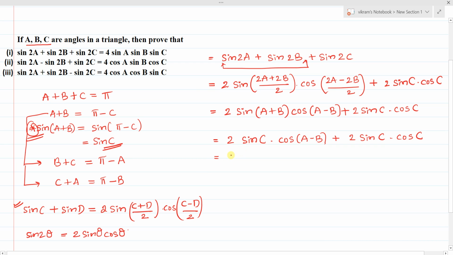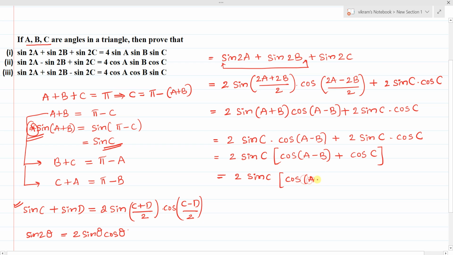Now by taking 2 sine C as common, we can write this as 2 sine C into cos of A minus B plus cos C. From the relation A plus B plus C is equal to pi, 180 degrees, we can write angle C equal to pi minus of A plus B. So we can write cos of C as cos of pi minus of A plus B.